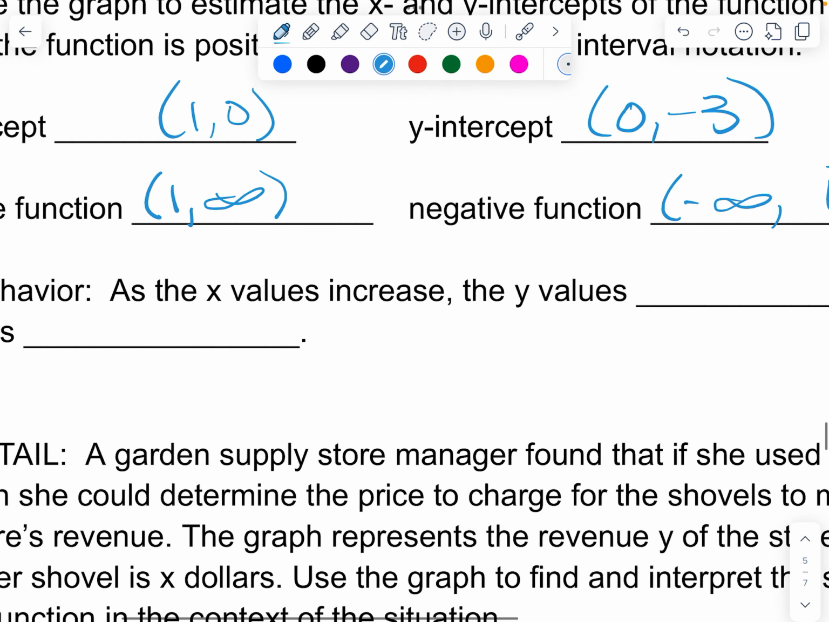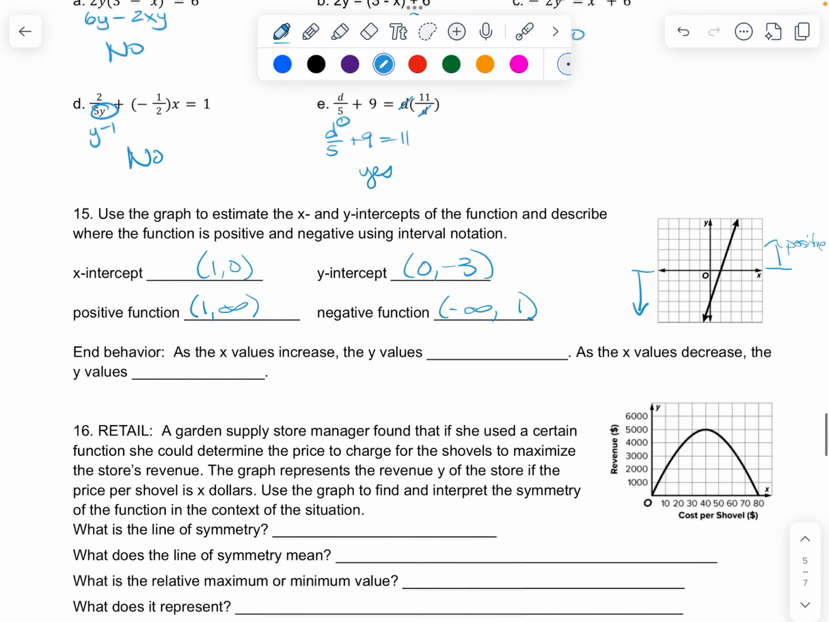In behavior, as the x value increases, I'm going to do a different color. As the x value increases, what does the y value do? It's going increasing also. Increases. As the x value decreases, so as the x value goes this way, the y value is also decreasing.